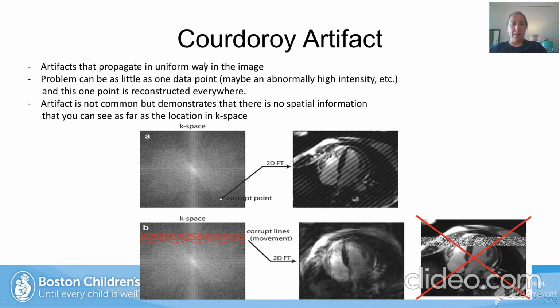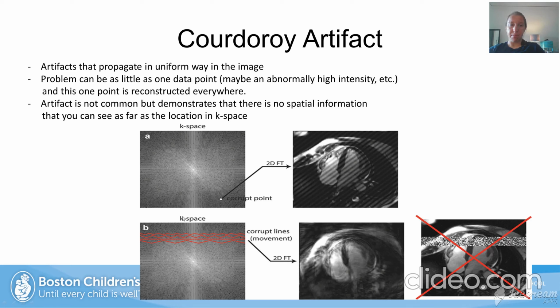Another artifact is called the Corduroy Artifact, and these artifacts occur in K-space, and they propagate in a uniform way in the image. The problem is it can be as small as one little data point. It may be an abnormally high intensity point, somewhere where there shouldn't be one, and it just gets reconstructed everywhere. So, if you have a bright point here and you do a 2D Fourier transform, you're going to see a bunch of lines that go across your image.